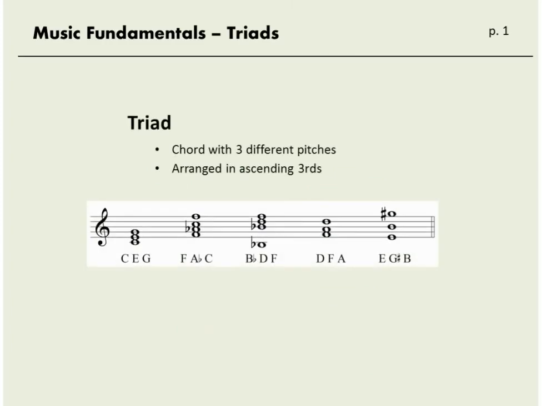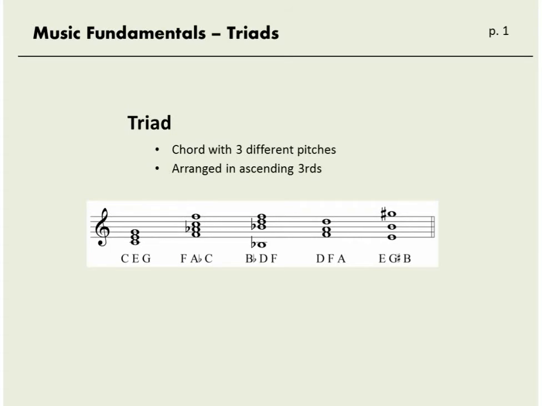A triad is a chord with 3 different pitches, and specifically with pitches that can be arranged in ascending thirds. So here are 5 examples. These are all triads. C, E, G is a triad, F, A flat, C is a triad, B flat, D, F is a triad, D, F, A is a triad, E, G sharp, B is a triad. All have 3 different pitches and all can be arranged in ascending thirds.